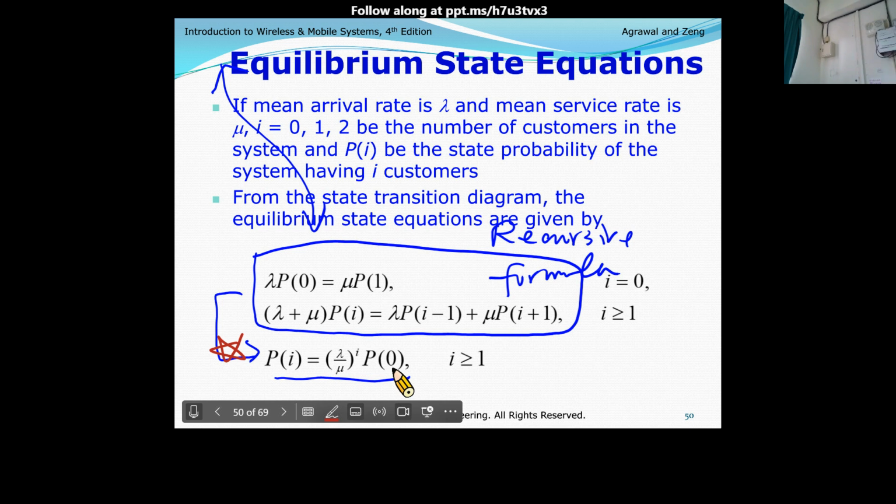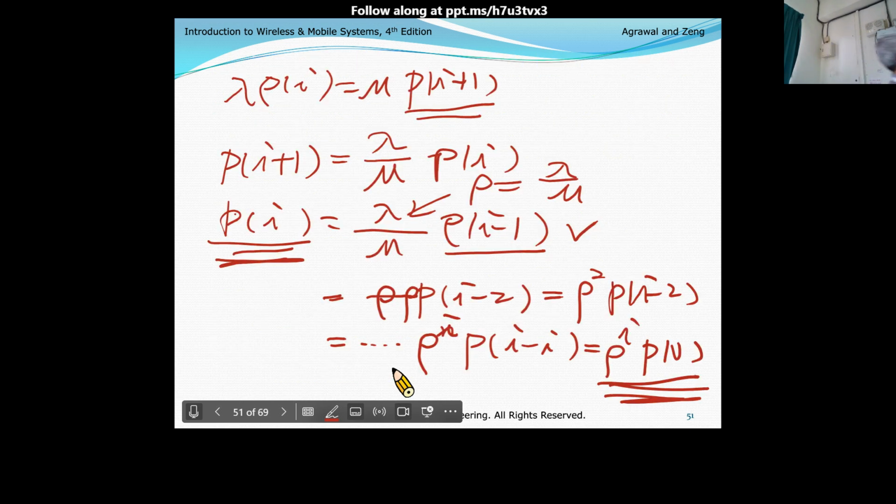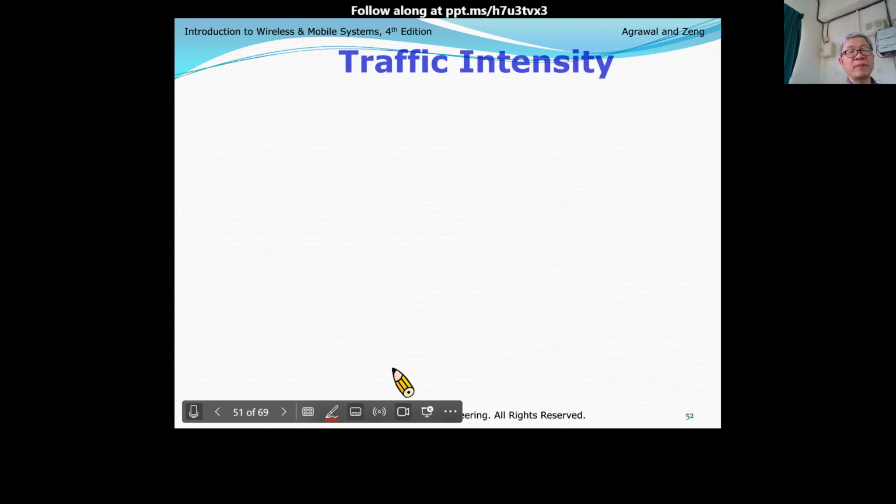Therefore, you can base on the current equation using the recursive formula so that you can have the solution. Or maybe you can base on the quick way. We use a line, or a plane, so that we can have the relationship P of i equal to rho raised to the power i multiplied by P of 0. All right, so either way we can have the solution, but we base on the solution to continue to have our performance measures.